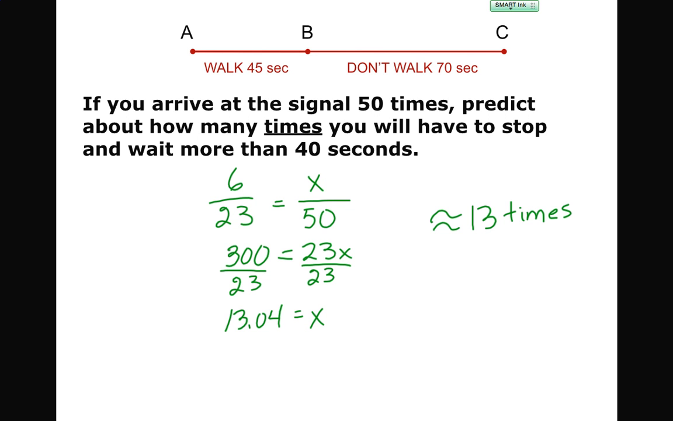So what did I use? I used the probability of what I'm interested in and saying how many times out of 50 that would happen. Clarifying questions? Okay.